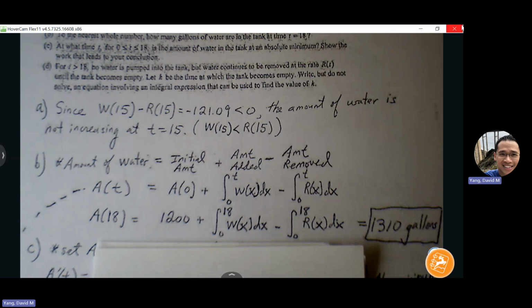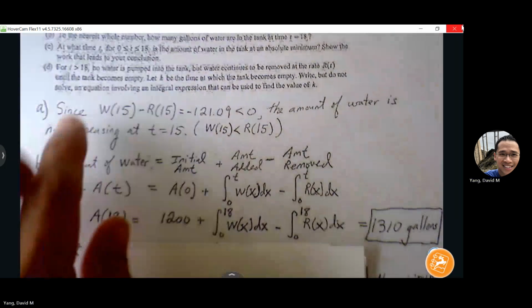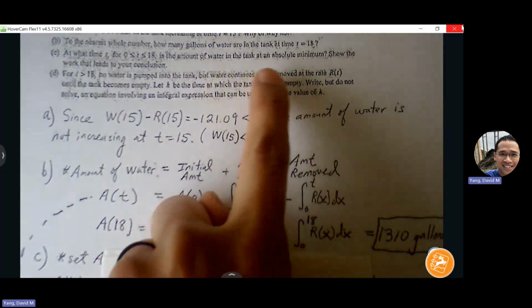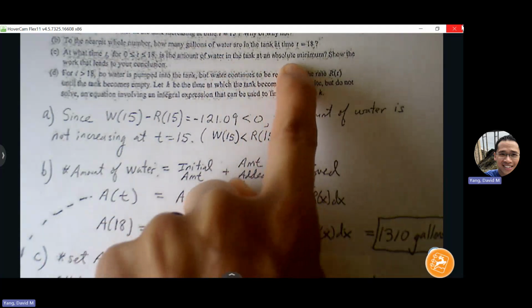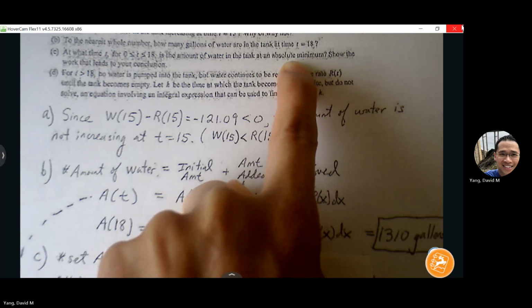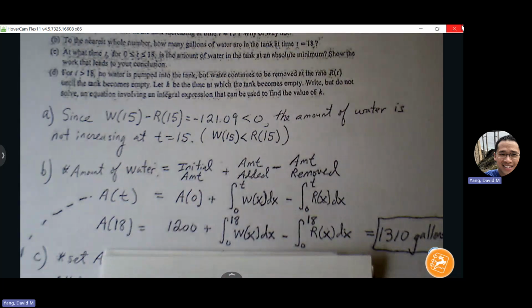Okay, let's look at part C. Part C says, at what time between 0 and 18 is the amount of water in the tank at an absolute minimum? So what is that a hint to use? Yeah, extreme value theorem. So we got to find endpoints and critical points, right?